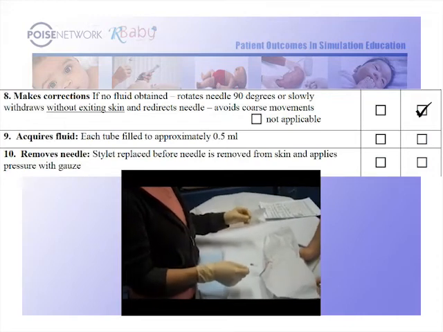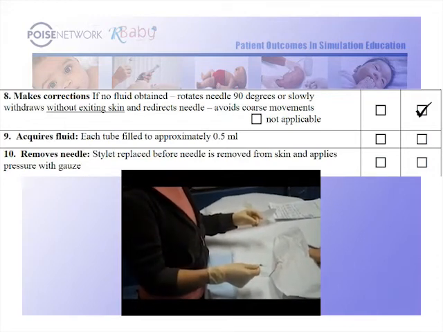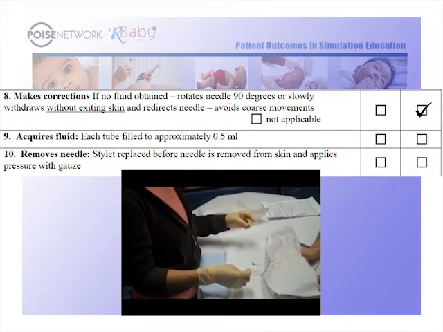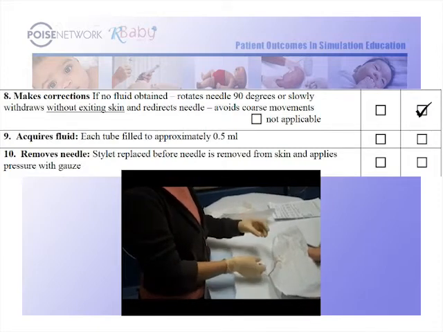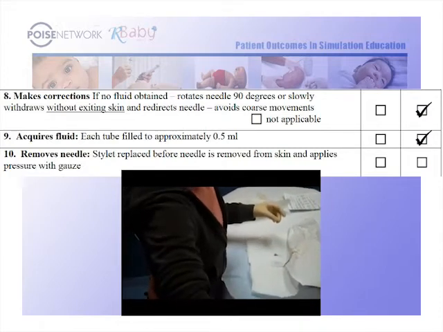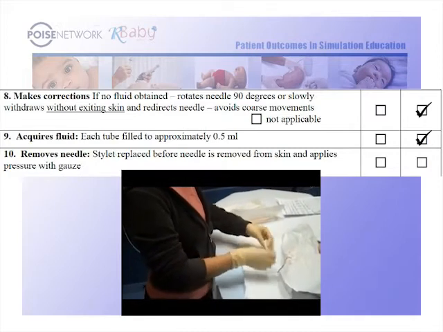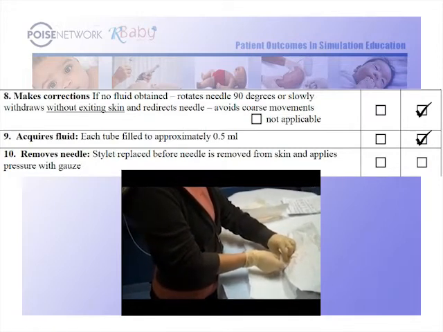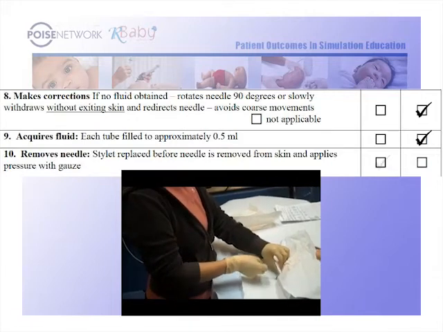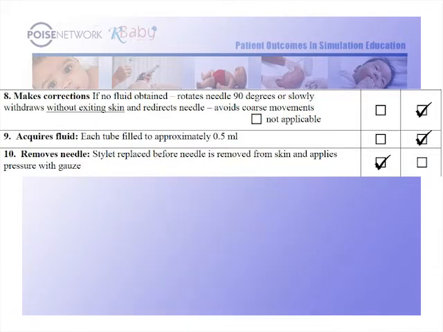Alright, so at this point it seems like you're having a little bit of trouble with the needle insertion, so let's start over. Why don't you pull the needle out? Okay. Sure. And you pretend to hold pressure. Good.